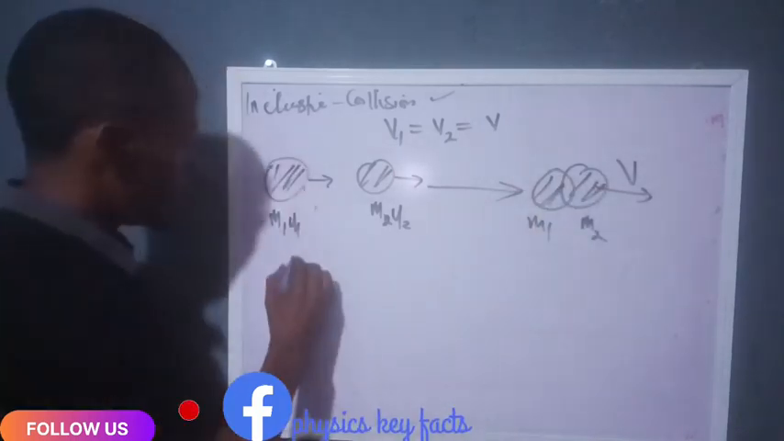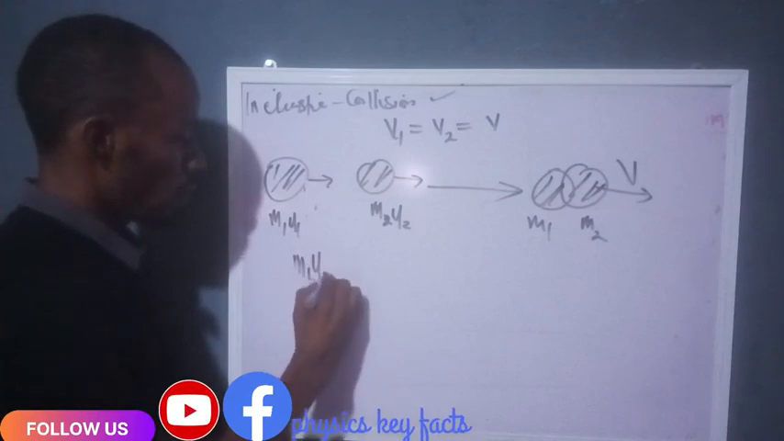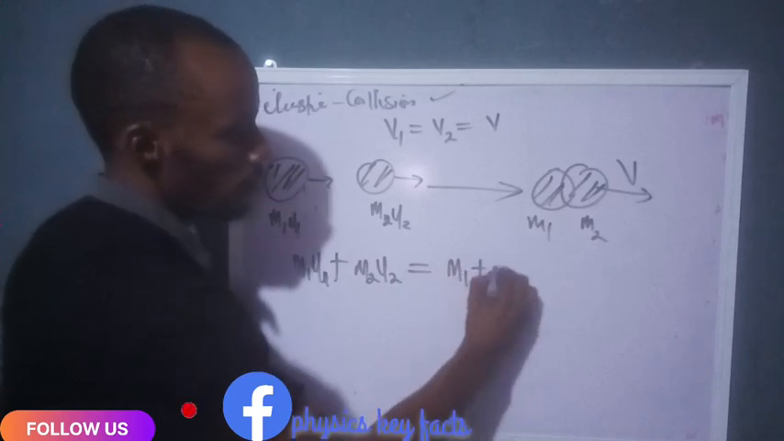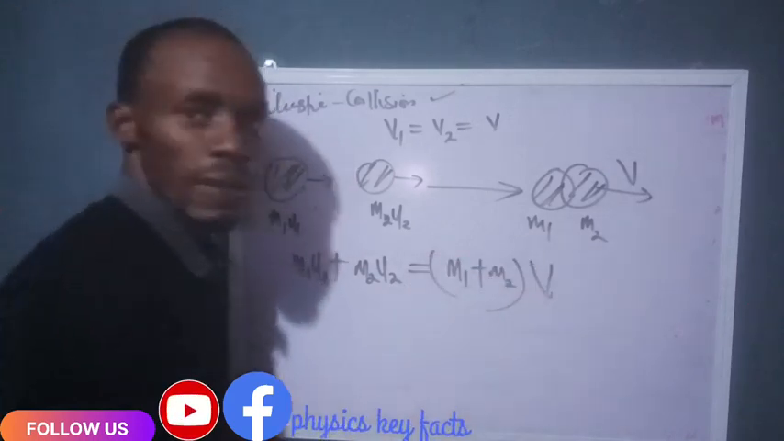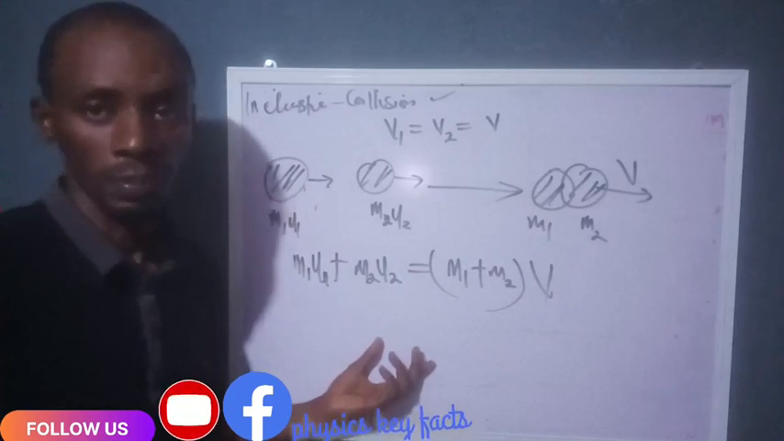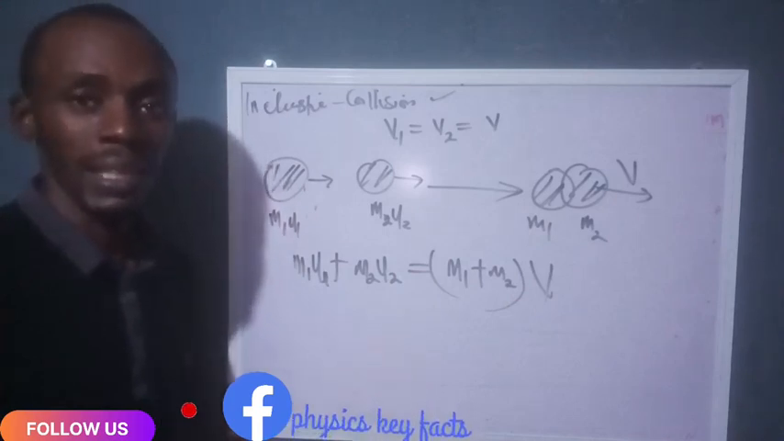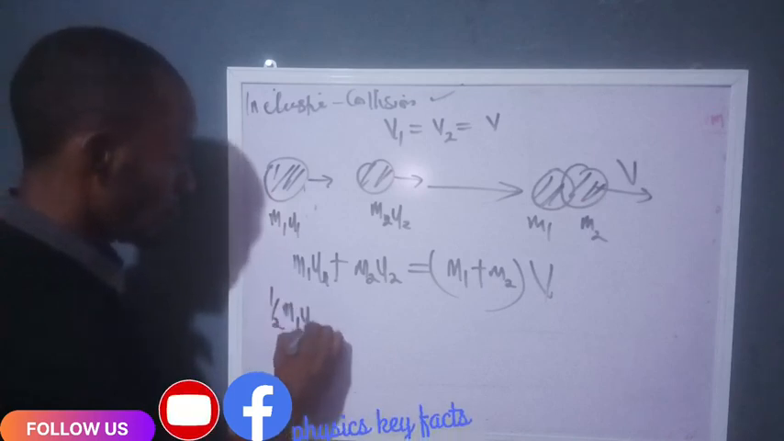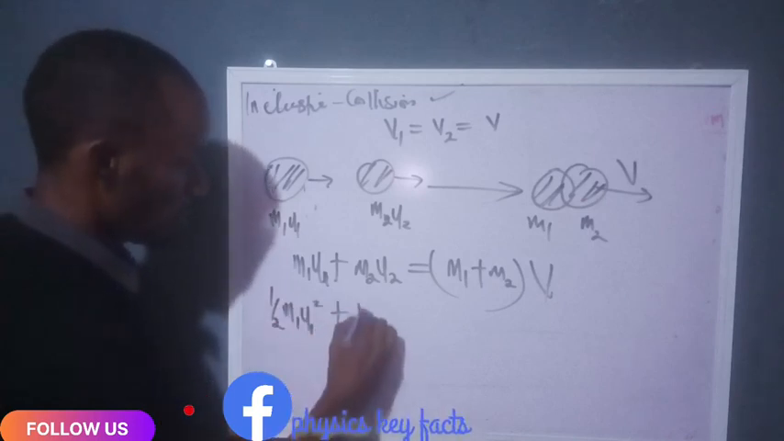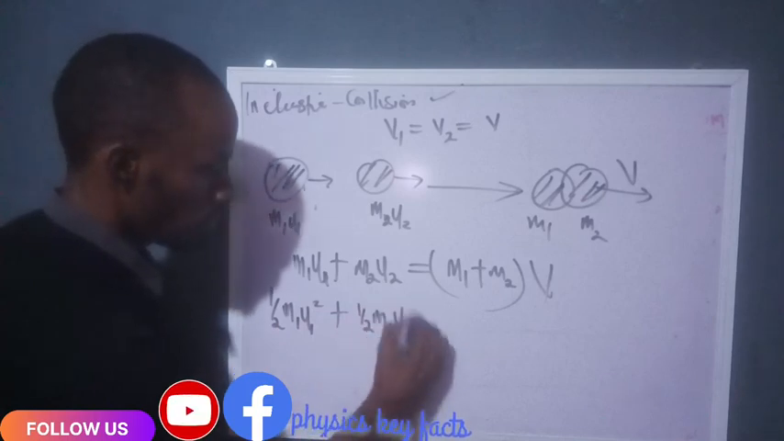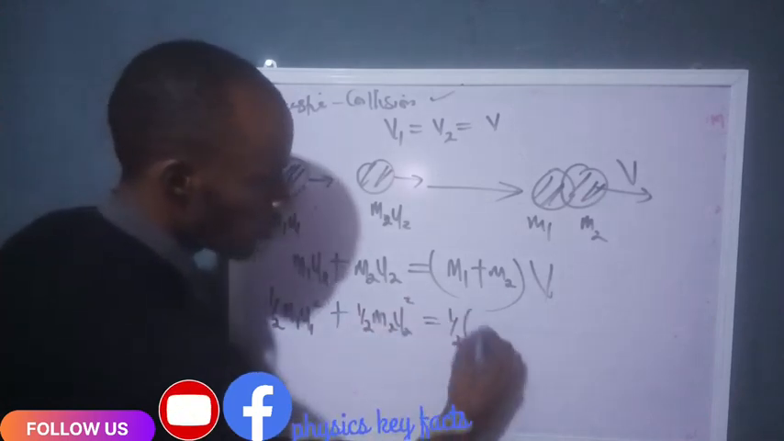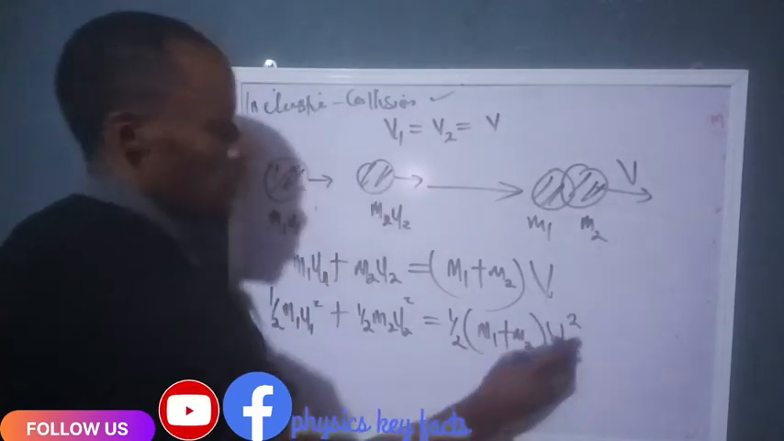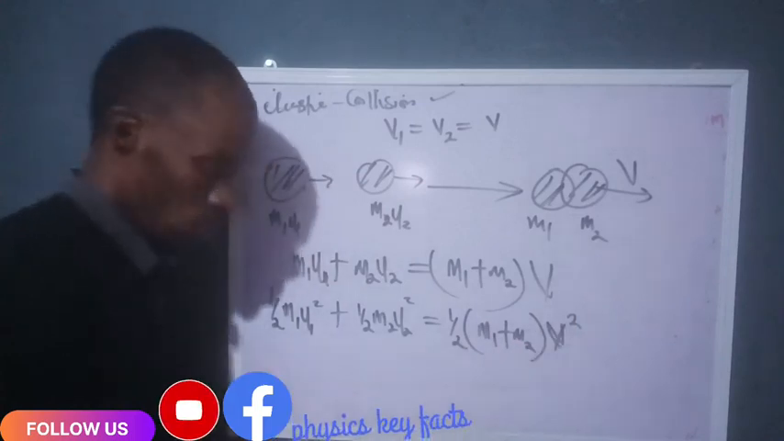So the formula changes to m1 u1 plus m2 u2 is equal to (m1 plus m2) v. That's what the formula becomes. So the kinetic energy is 1/2 m1 u1 squared plus 1/2 m2 u2 squared is equal to 1/2 (m1 plus m2) v squared.